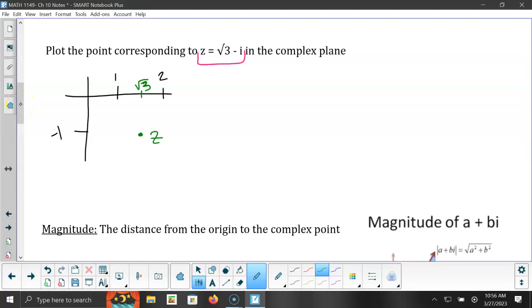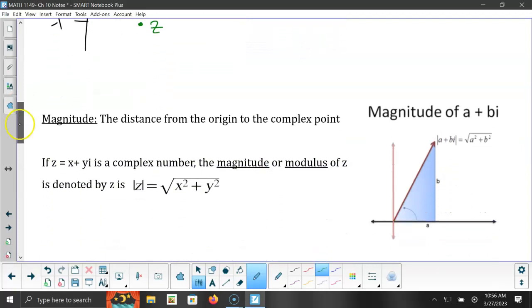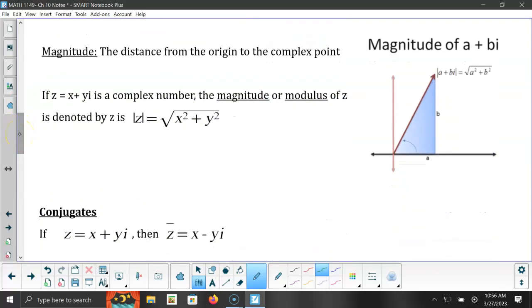All right, so we got some definitions. All right, we're going to talk magnitude. Magnitude is essentially the Pythagorean theorem. It is your distance.